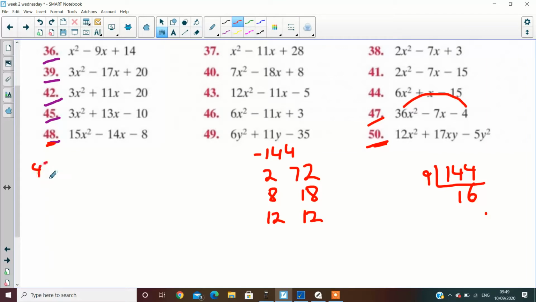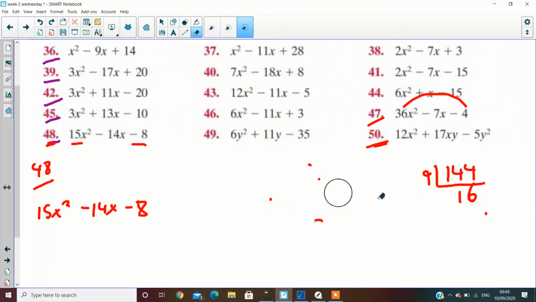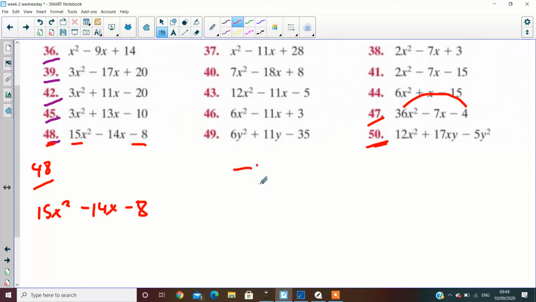Now, question 48. Once again, the reference number is what, James? Which is 8 times 15. Yeah, 120 will do me. Plus or minus 120. Why? Yeah, multiply minus 8 by plus 15, you get minus 120.